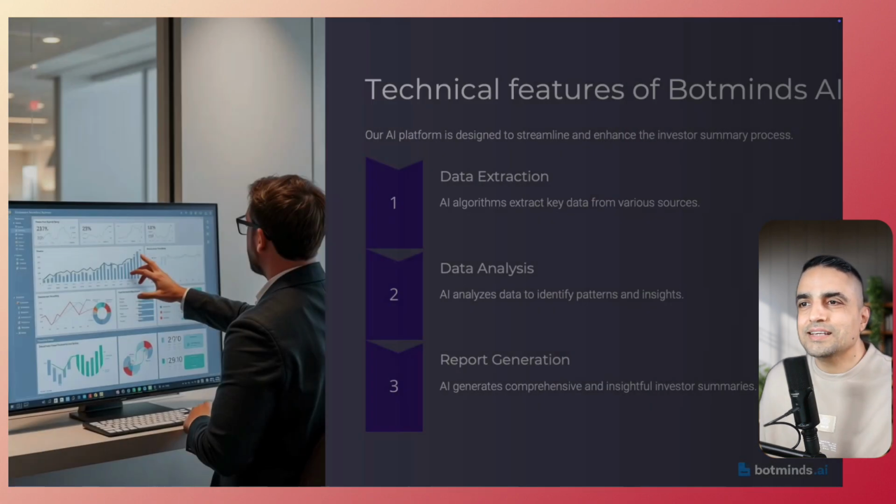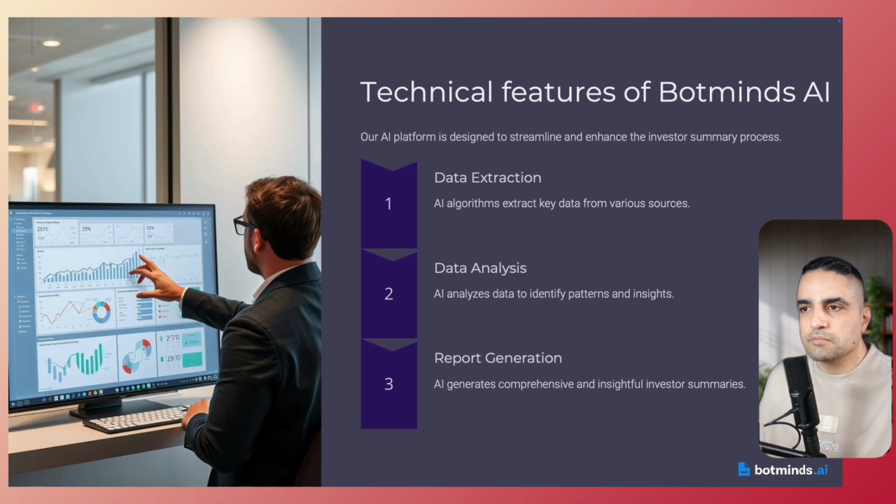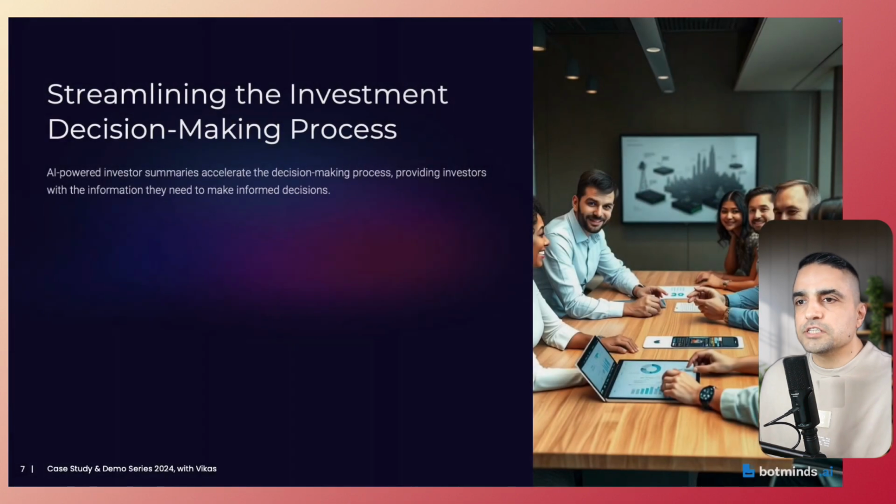Let's look at some of the key technical features in Botminds AI that are specifically designed to handle the heavy lifting when it comes to investor summaries. It automatically extracts key data points from multiple sources, analyzes that data to identify patterns or trends, and generates a comprehensive, insightful summary at the end of it all. The goal here is to cut down the manual effort while still delivering highly accurate, relevant information for the investors to be able to make their decisions. Streamlining the investor decision making process.